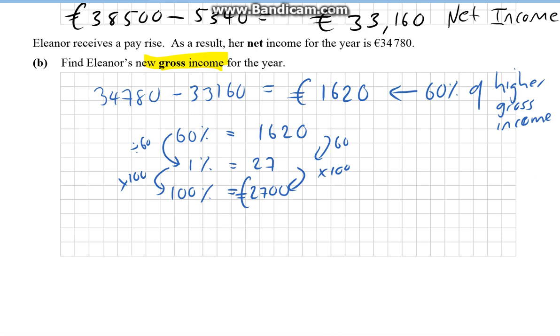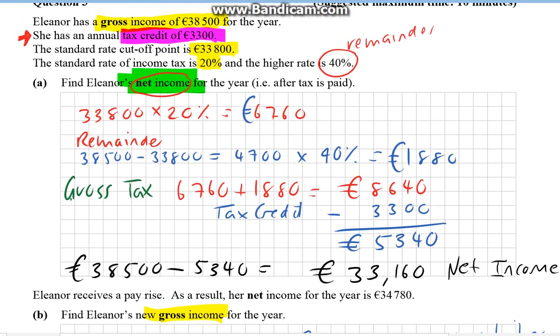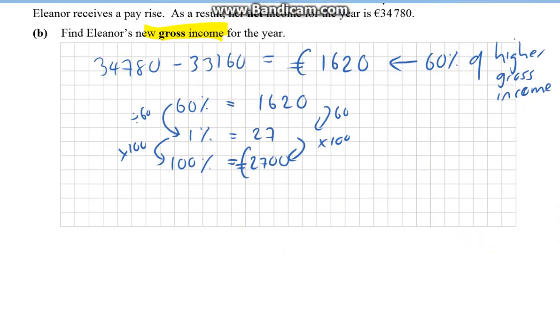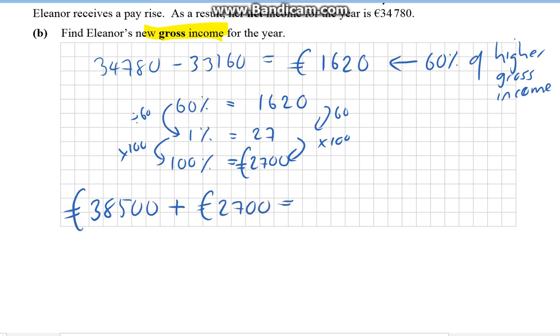Right, so from there we are going to her gross income for the year. This is going to be part of her gross income. That's the part from her increase, and we have to add that to what her gross income was from the other question, which was 38,500. So that was before she got the pay increase, and then we figured out that she has paid 2,700 as well. So 38,500 plus 2,700 will give us 41,200, and that is Eleanor's new gross income for the year.